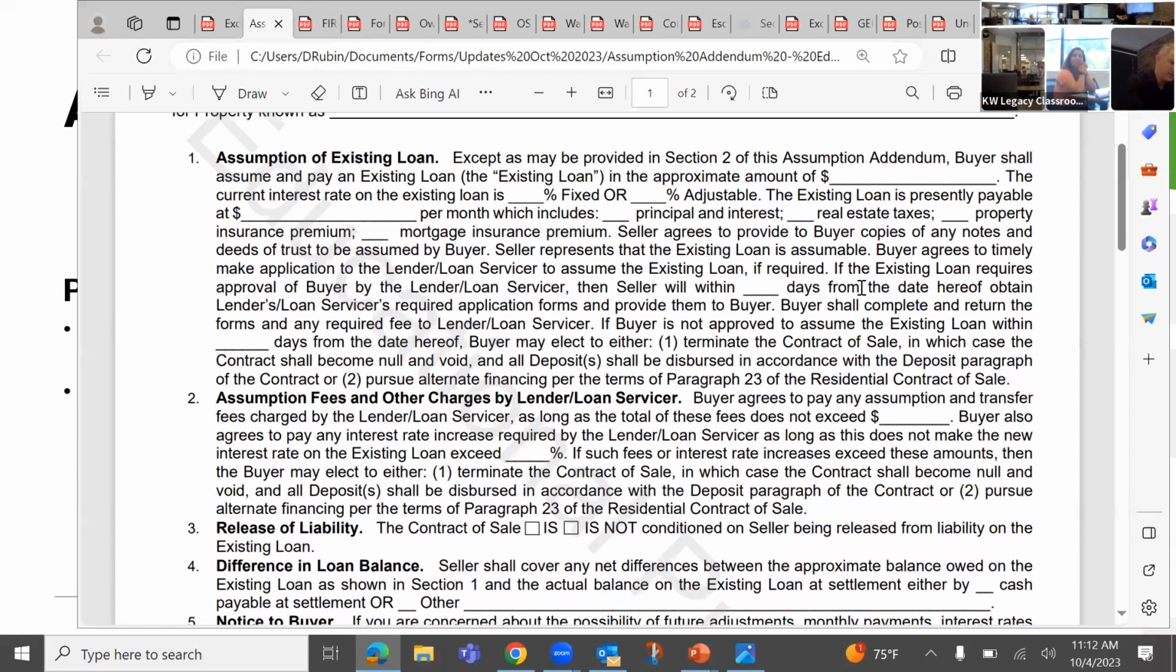Okay. So you'd fill it out. So you have X number of days for the seller to provide application forms. If the buyer's not approved within certain days, the buyer can terminate. So you just have to really go through, read everything carefully. And it does contemplate various trigger points where you can get out of the deal. So it's a great idea in theory. I'm all about it.